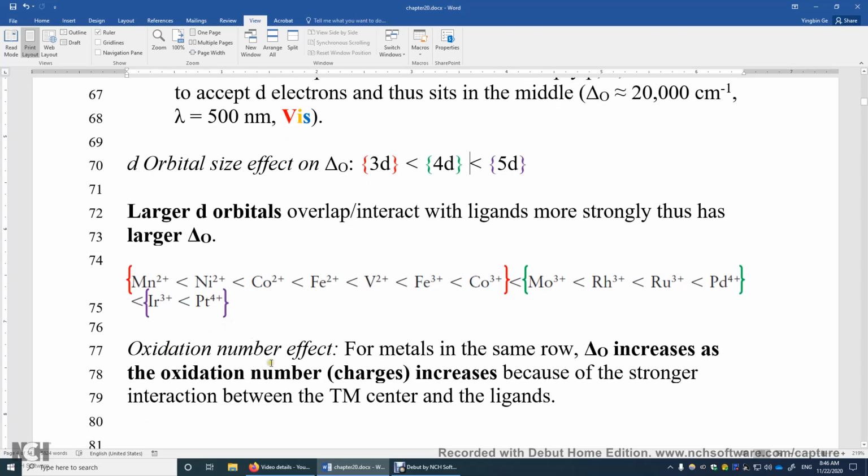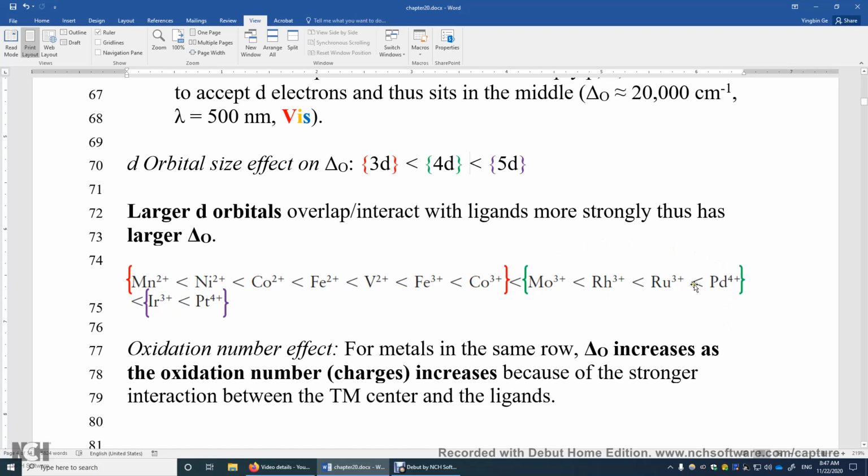The oxidation number of the transition metal also matters. The larger the oxidation number, you can imagine the larger positive charges are centered on the transition metal center. And then if you have a larger positive charge on the transition metal center, it attracts the ligands more. And then there's a stronger interaction between the transition metal center and the ligands. Now let's look at a few examples. So again, these two are 5D elements, but this is 4+, this is only 3+. So 4+ has a larger delta O than 3+.